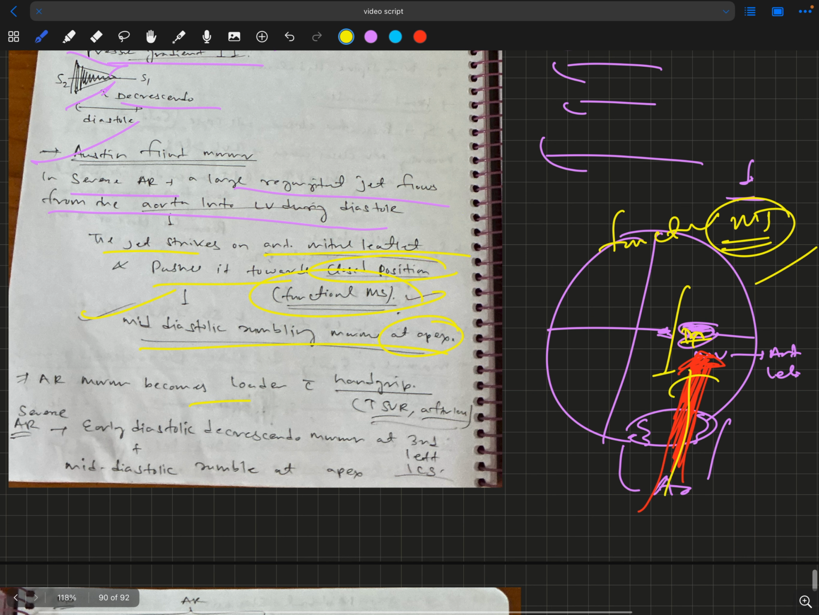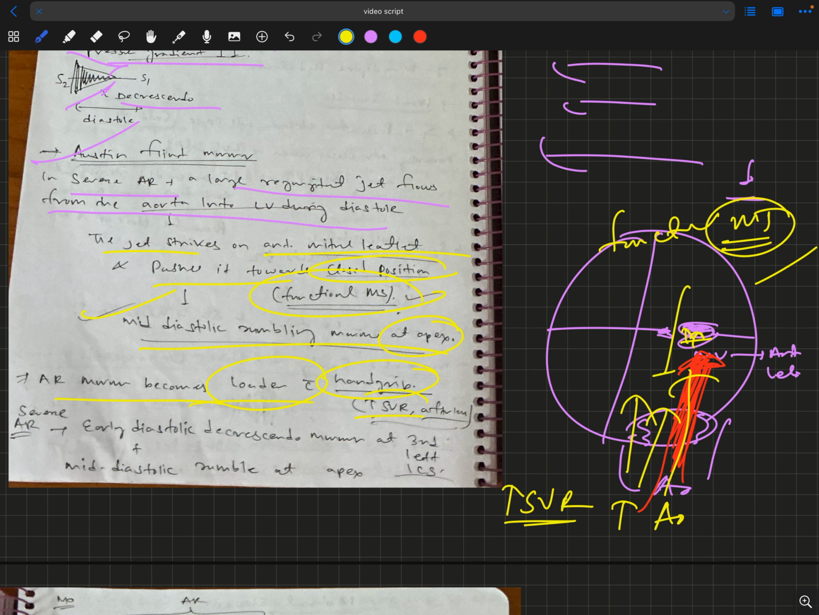The AR murmur becomes louder with hand grip, because when we do hand grip, there is an increase in systemic vascular resistance, which leads to an increase in aortic pressure, which leads to increased blood flow across the valve, and that will increase the intensity of the murmur. So AR murmur becomes louder with hand grip due to increase in systemic vascular resistance or increase in afterload.